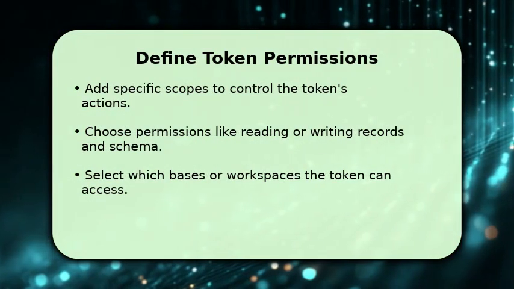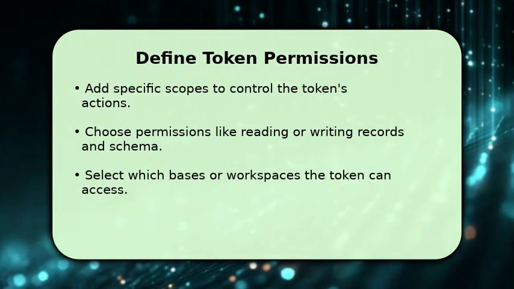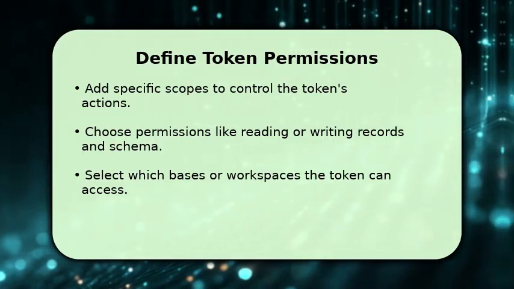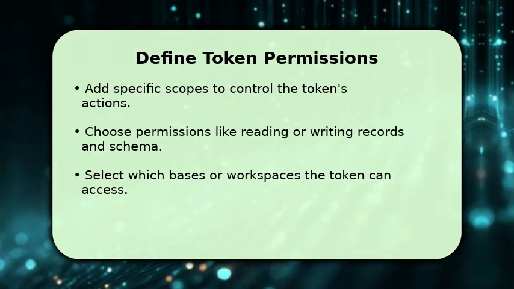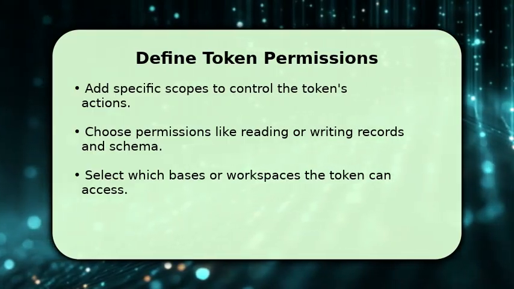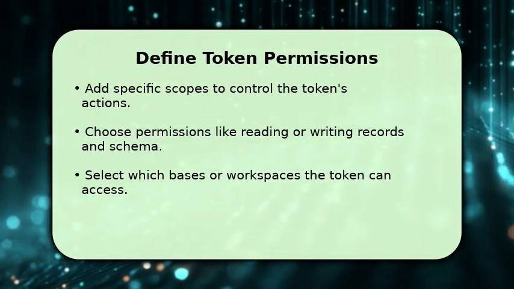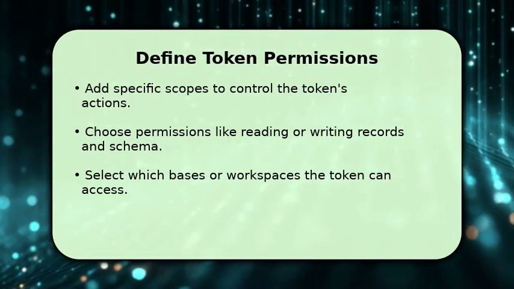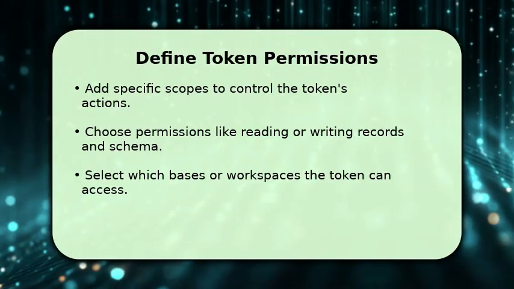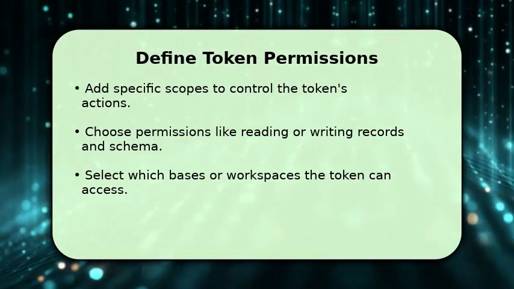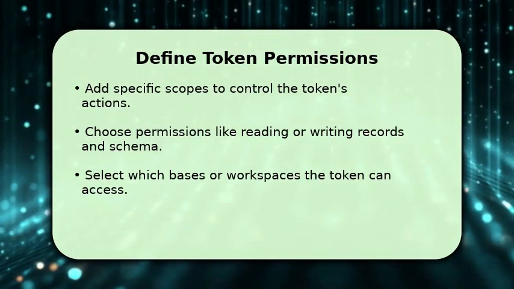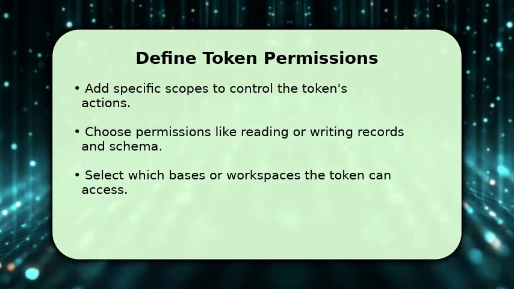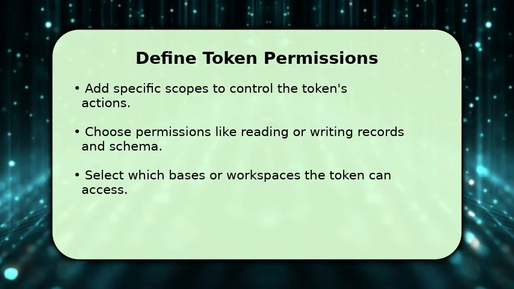The next crucial step involves defining the permissions, or scopes, for your new token. This is a significant security enhancement over older API keys. You can select precisely what actions the token is allowed to perform, such as reading records, writing data, or accessing base schemas. Additionally, you must specify which particular bases or entire workspaces this token can interact with. Always grant only the minimum necessary access to maintain strong security for your data.